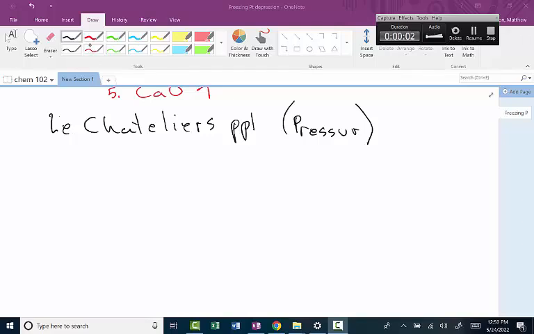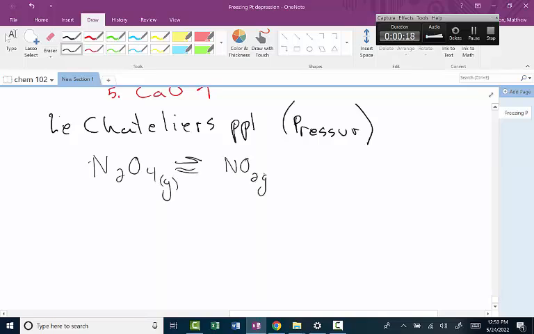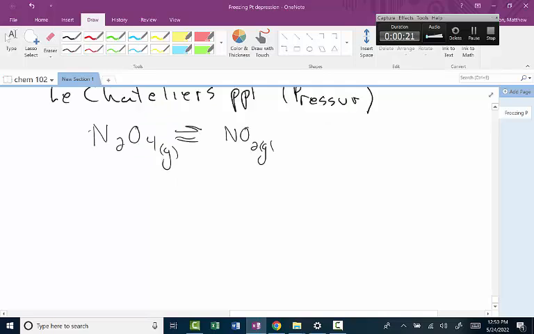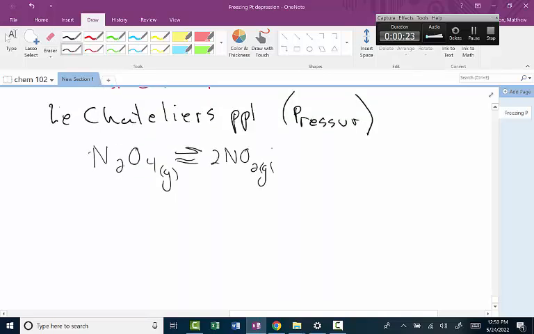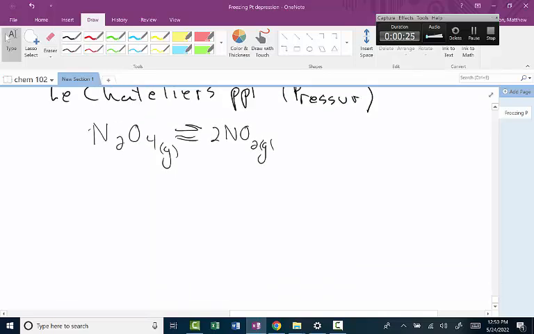So this is Le Chatelier's principle, and we're going to be dealing with the effects of pressure. So we'll go back to our old friend N2O4 in equilibrium with NO2 gas. And we're going to ask the question, what happens when we increase the pressure of the system? What happens to the N2O4? And so the stress is increasing pressure, and so it wants to decrease the pressure.